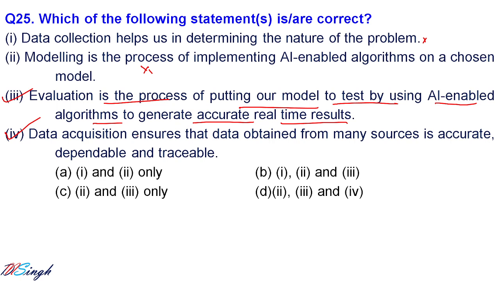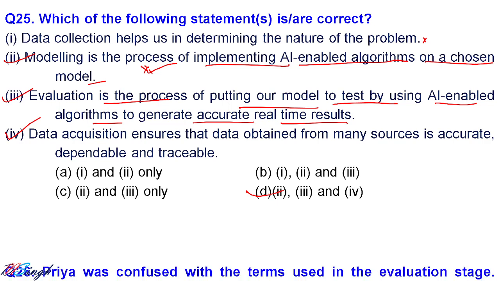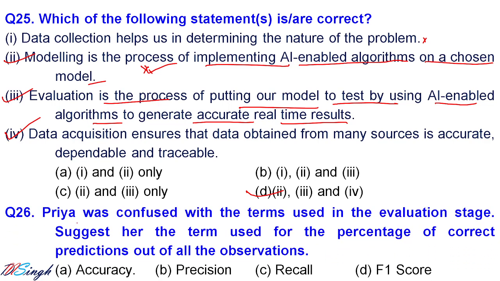Okay, let us go and check out which answer is correct for this one. There we have the second, third, and fourth. Okay, so this is also correct. Modeling is a process of implementing an AI-enabled algorithm on a chosen model. Okay, this one is also correct. The first one is wrong only. So this D option is correct. Let us go for question number 26.